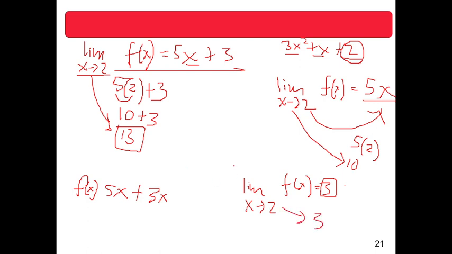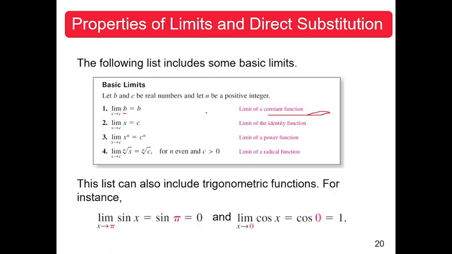Okay po? And let's deal with this basic limit. This is what we call the constant function. Okay po? When you have a constant number, again the letter b, and you try to substitute a specific value of your x into a constant number, the value of your limit would simply be the constant number itself po.